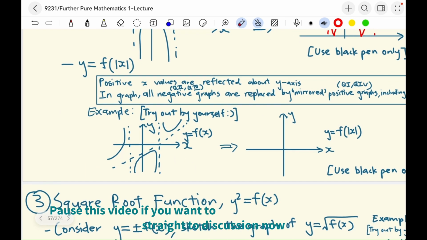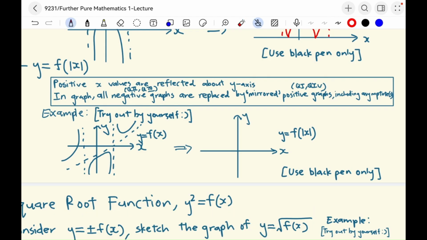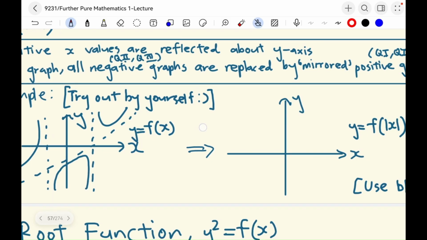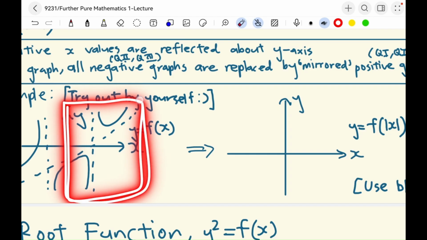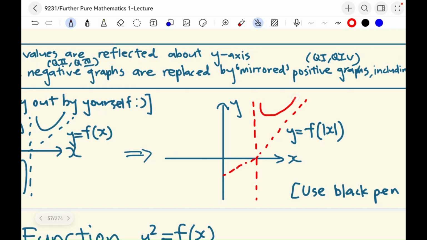Now for the example, try it out by yourself by pausing the video. And now let's discuss over here. So where is the positive x? Over here, right? So on the right hand side graph, basically you just copy and paste inside. So draw over here, then starting from here, I guess. Sorry for my bad drawings, and then the graph you just copy and paste inside.